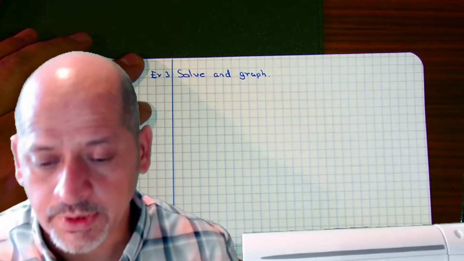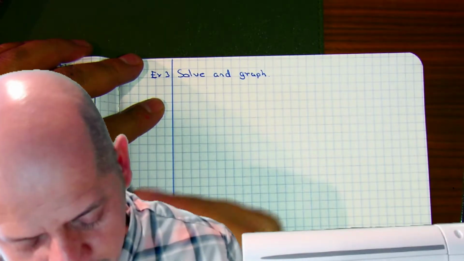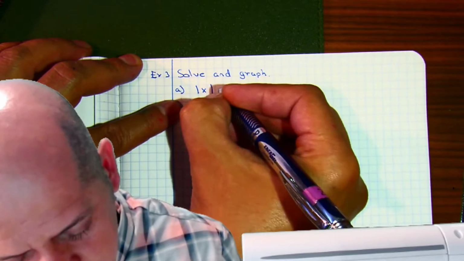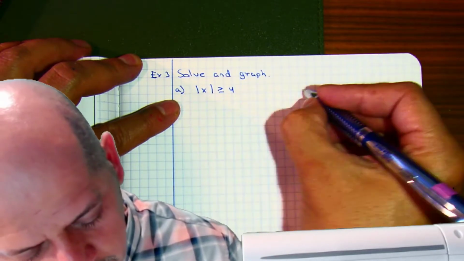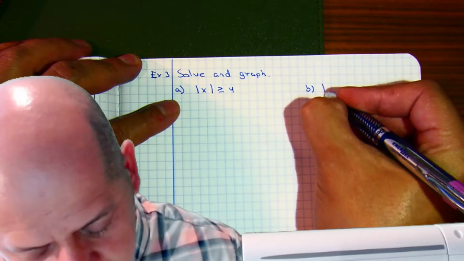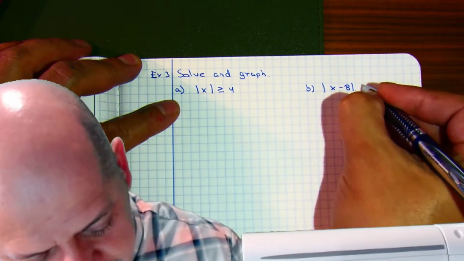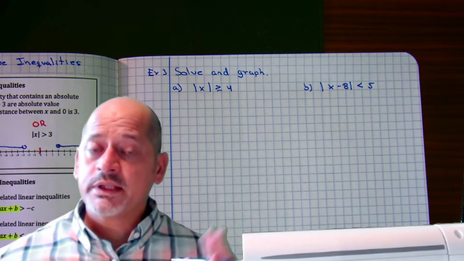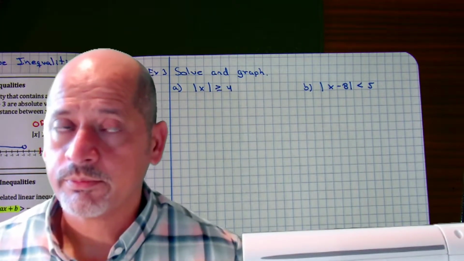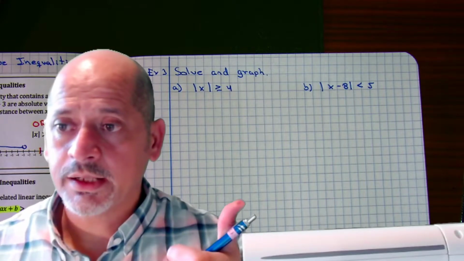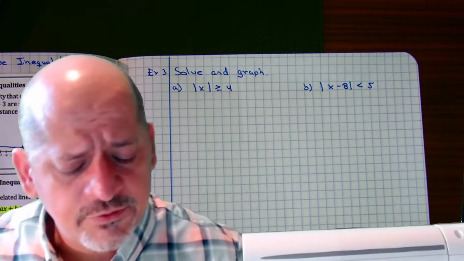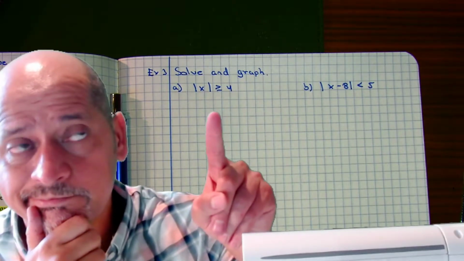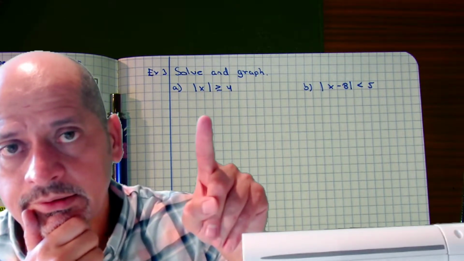And we have A and B. A is the absolute value of x is greater or equal to 4, and B will be the absolute value of x minus 8 is less than 5. If you need more time, go and pause it, and we'll start once you are ready. Got it? So in this case, first I need to decide, is this an and or an or? What do you think?